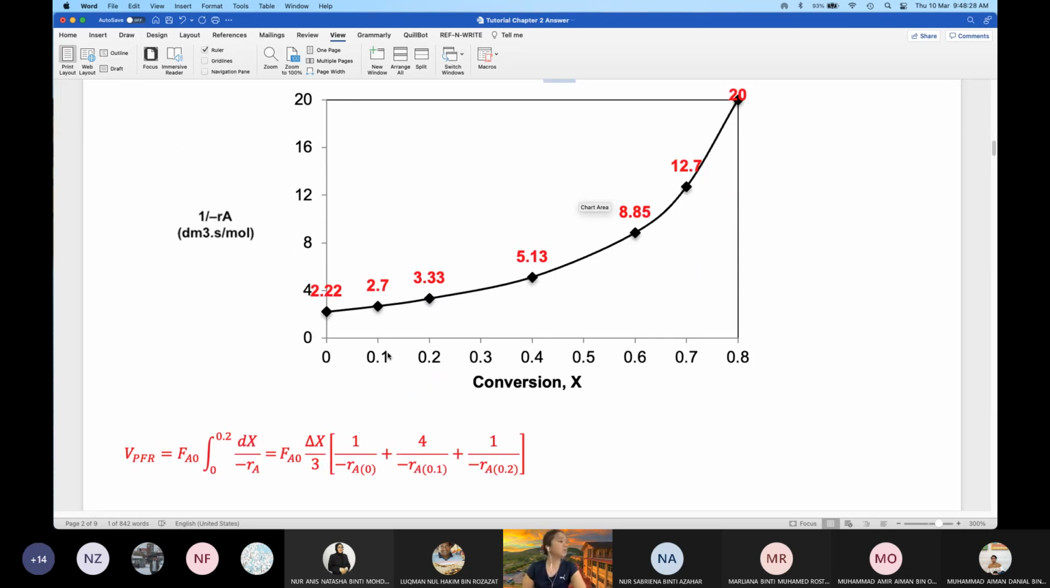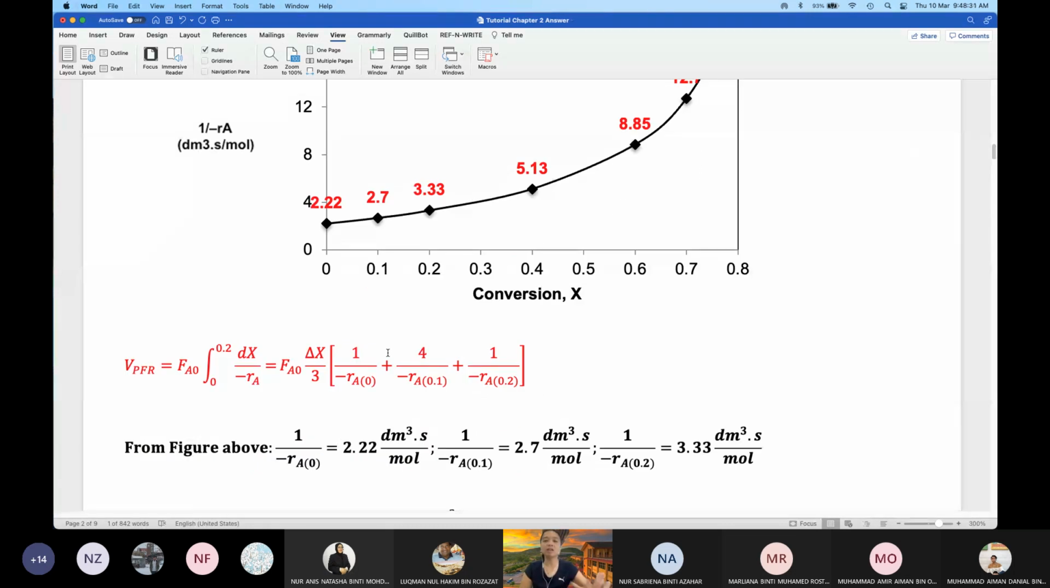Okay, so kalau you remember, okay, kita cari one by one. Kita kena cari FA0 untuk PFR, kita kena cari FA0 untuk CSTR. You have to remember, reactor berlainan, design equation berlainan, FA0 definitely will be different already. Okay, so we start first with PFR to find the FA0. Okay, so hopefully you still remember. Yesterday we learned this a little bit already.